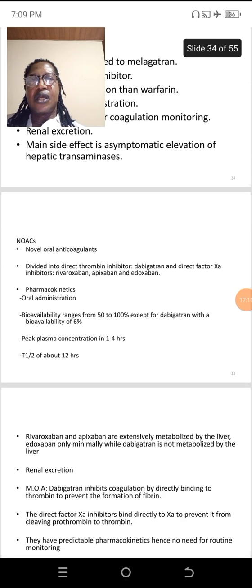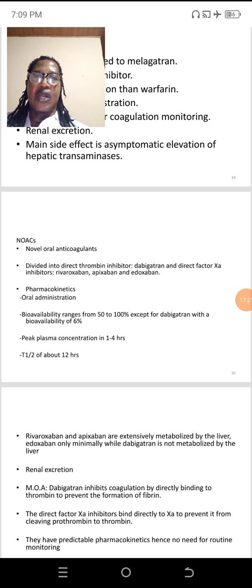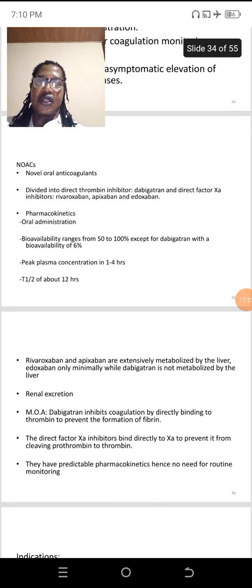Then the NOACs, these are the novel oral anticoagulants, and they are classified into direct thrombin inhibitors and direct factor 10A inhibitors. The direct thrombin inhibitor among the group is dabigatran, whereas the direct factor 10A inhibitors are rivaroxaban, apixaban, and edoxaban. All of them are administered orally, and their bioavailability ranges from 50 to 100%, except for dabigatran, with a bioavailability of only 6%. Half-life is about 12 hours.